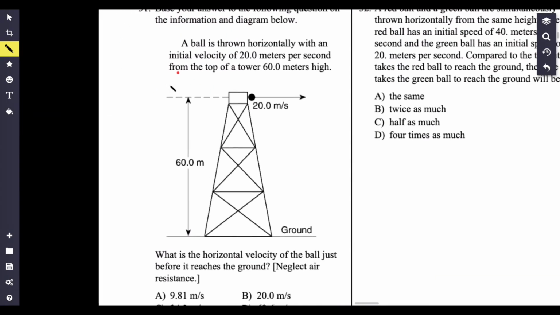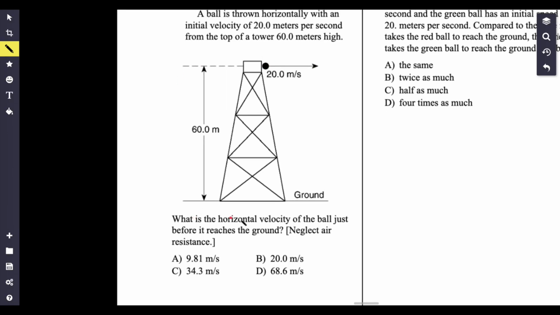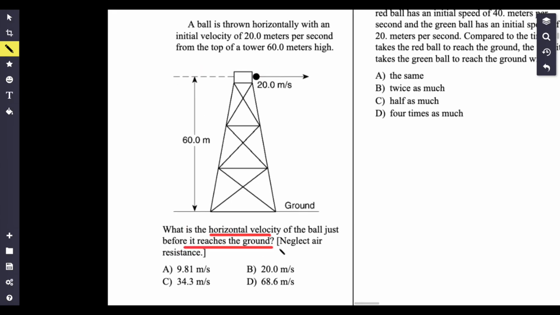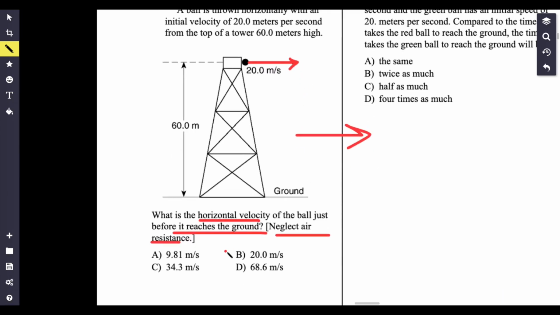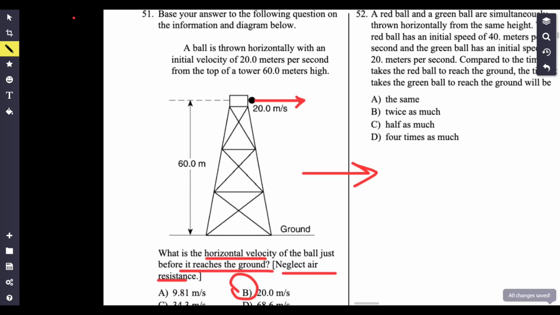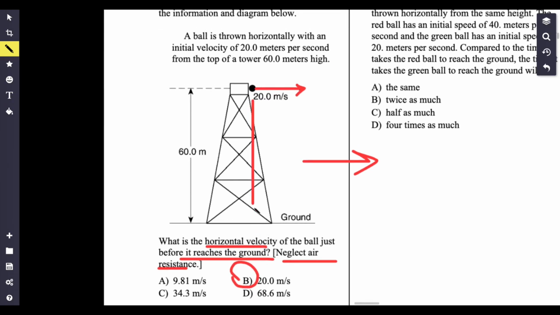A ball is thrown horizontally with an initial velocity of 20 meters per second at this tower, 60 meters. We want to find the horizontal velocity before the ball reaches the ground, neglecting air resistance. Now think about it. This ball is moving sideways, but because it's encountering no air resistance, this horizontal velocity is going to remain the same. So the answer choice is going to be B for number 51, because the only thing changing about this ball is that the velocity is increasing downwards. If there's no air resistance, remember that the horizontal component is completely independent from the vertical component. So it's going to fall down faster, but the horizontal component is going to stay the same.